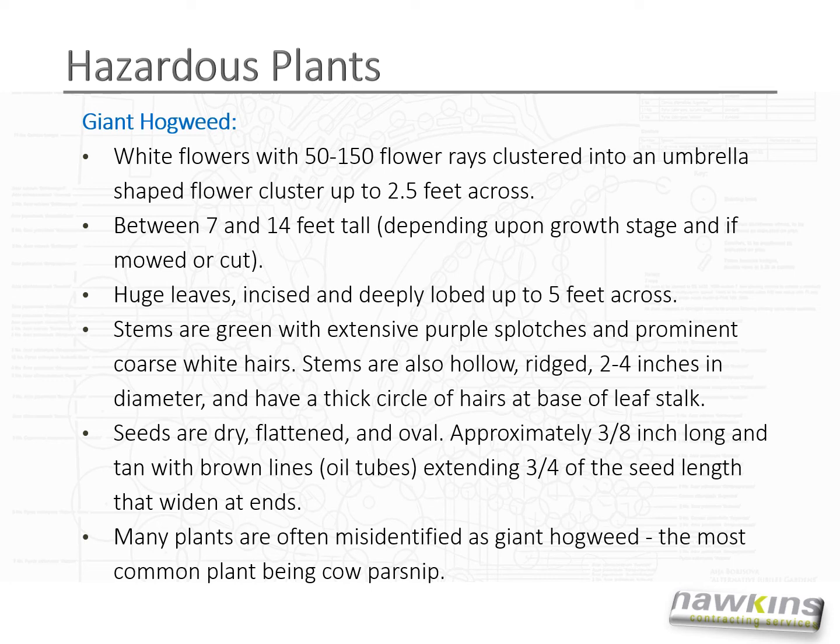Seeds are dry, flattened and oval, approximately 3/8 of an inch long, and tan with brown lines extending 3/4 of the seed length that widen at the ends. Many plants are often misidentified as giant hogweed, the most common plant being cow parsnip.